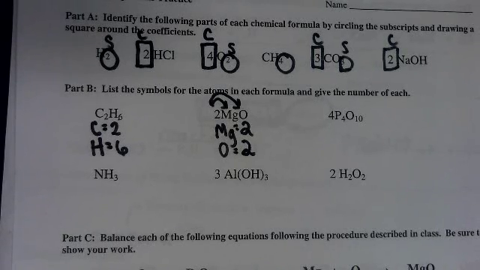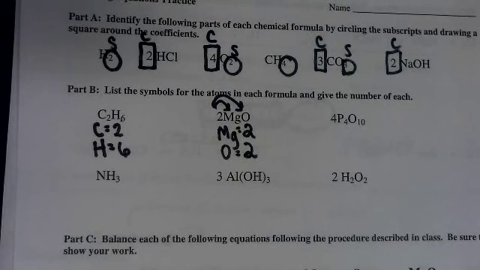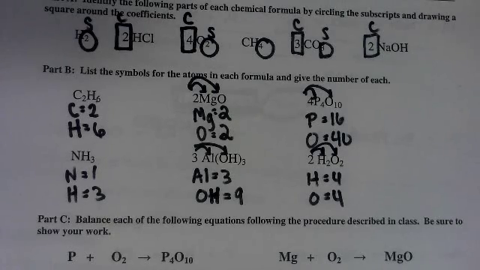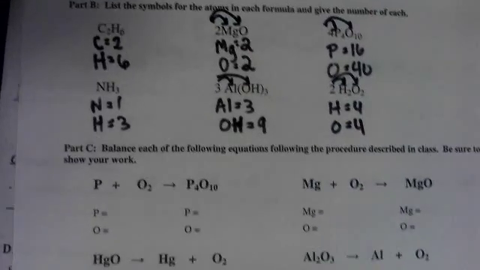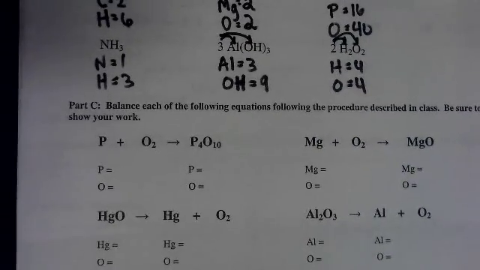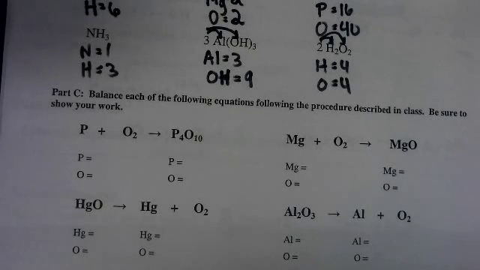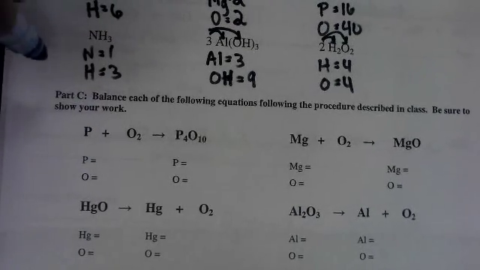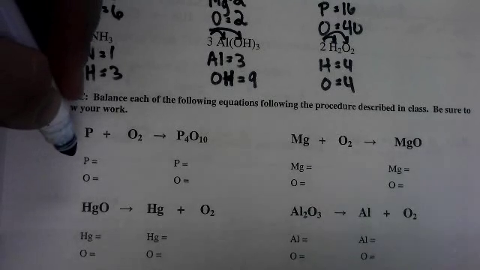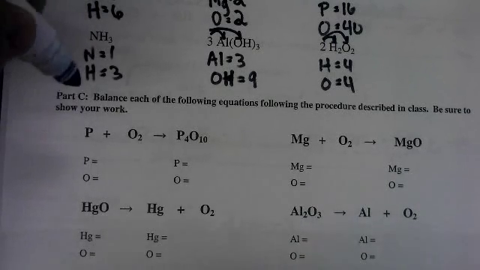Pause the video and try the next 4 examples. Please check your work and see if you did the correct atom inventory. In part C, we're going to balance. You're going to show your atom inventory and then use coefficients in order to balance the equations. They've already given you the elements. You just have to write your answers. So let's do the first 2 together, and then you're going to go on your own.